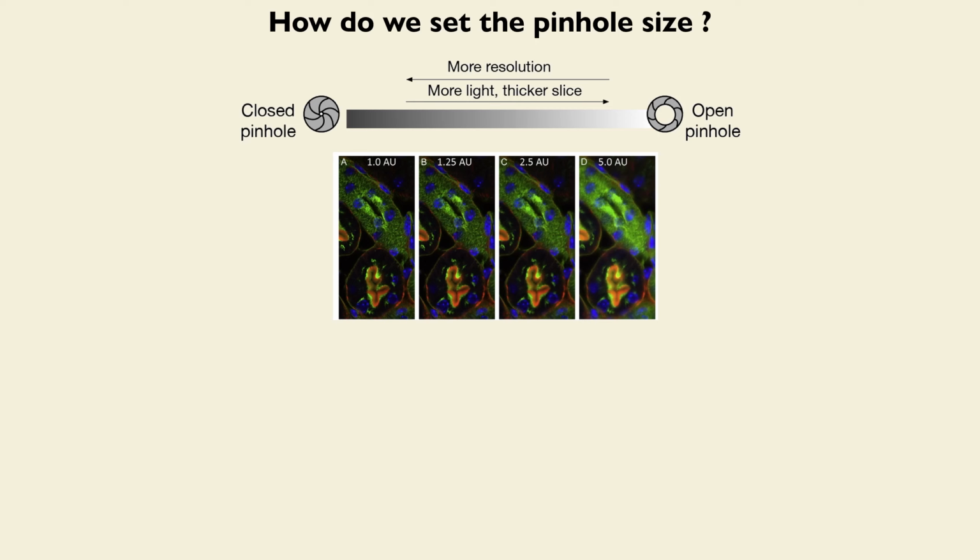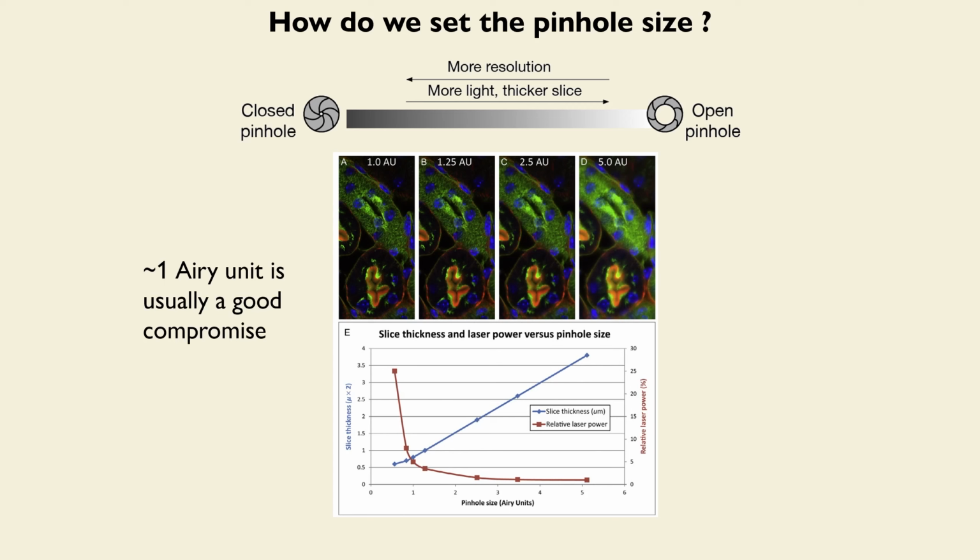So here is an example of an experiment that was done to illustrate the same phenomenon and to find what the optimal recommended setting is. These are images taken with different pinhole sizes, and then all the other parameters were adjusted to get a similar brightness of the image. And they then measured two things. The slice thickness reported by the system, which is a measure of resolution, that is the curve in blue.